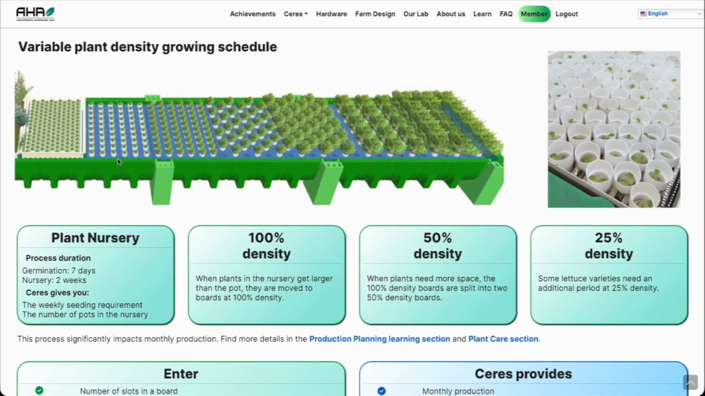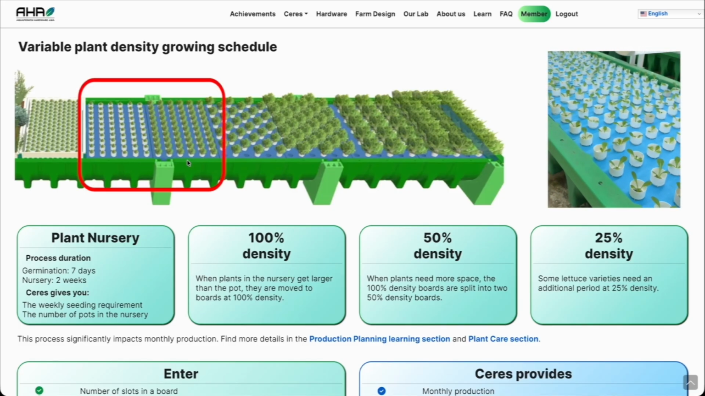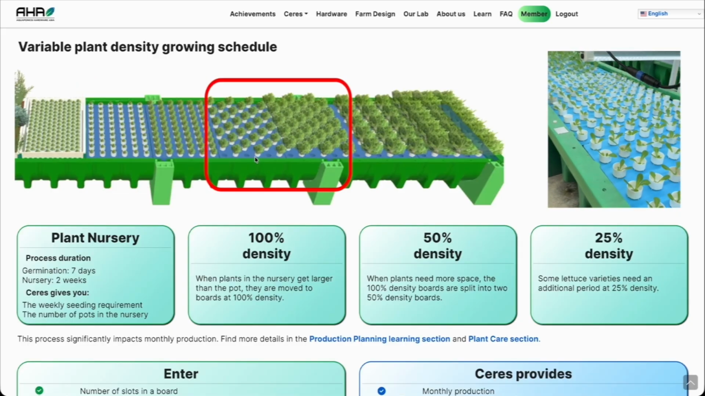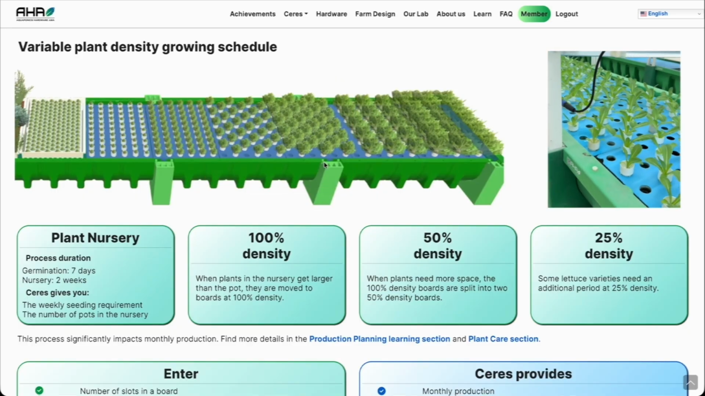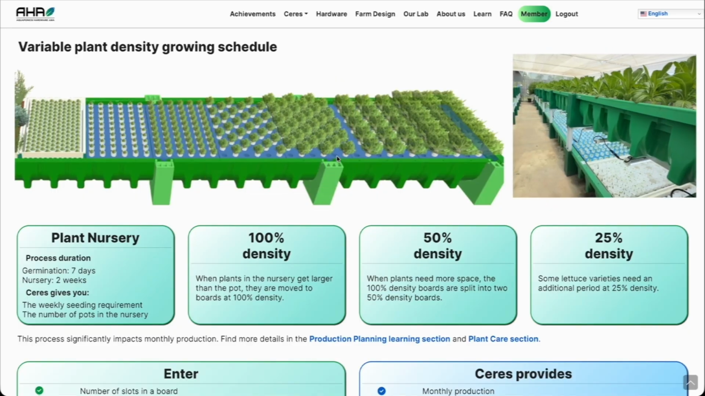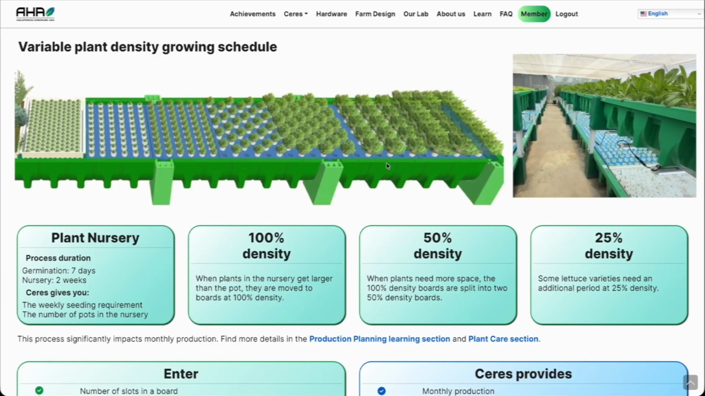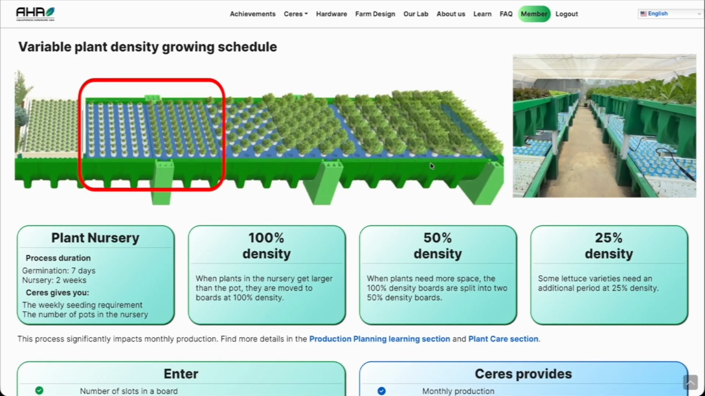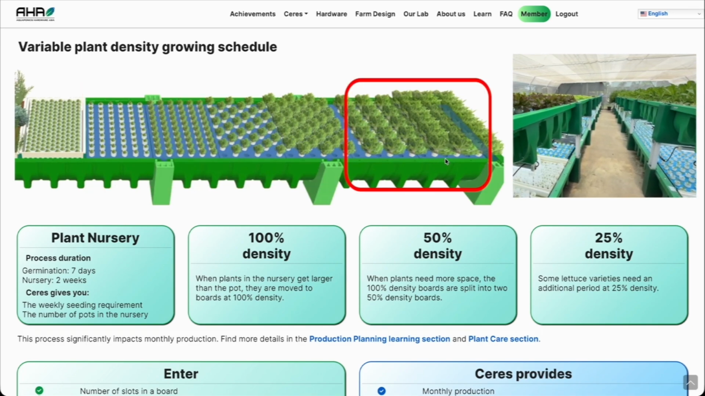Then, when the plants have grown to the size of the pots, we place them on the floating board at 100% density. A few days later, once the plants touch each other, we split the 100% density board into 2 50% density boards for the second growth period. Some plants, like AHAS, reach maturity at 60 grams at 50% density. Others, like green oak, spread faster and therefore require a shorter period at 100% and 50% density, but need an additional period at 25% density.